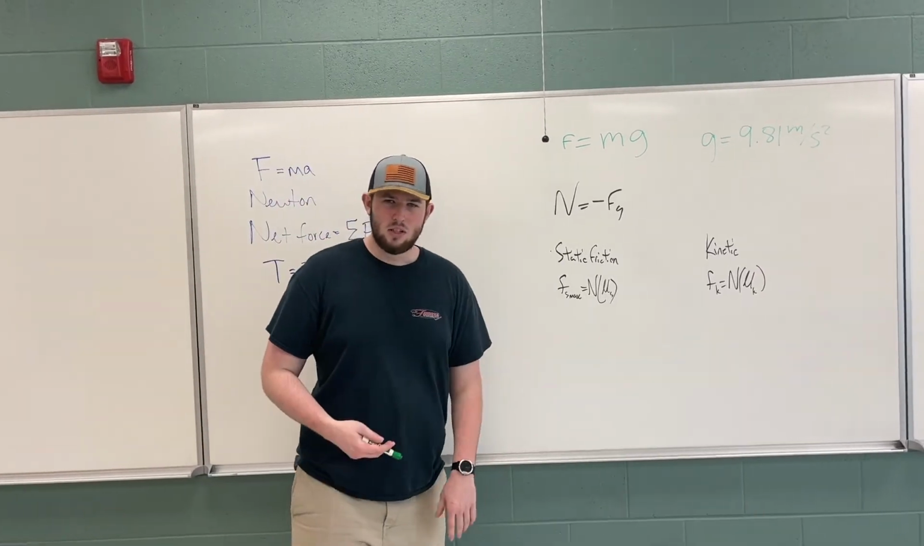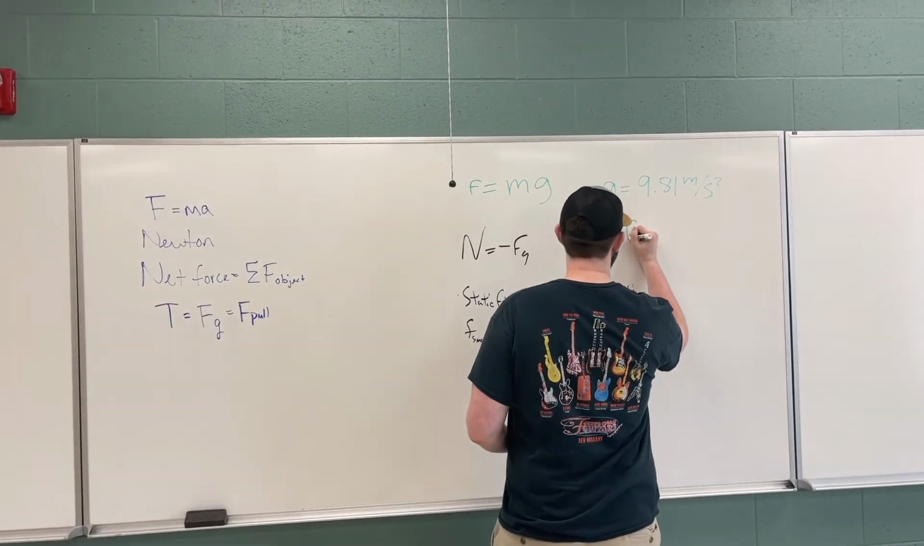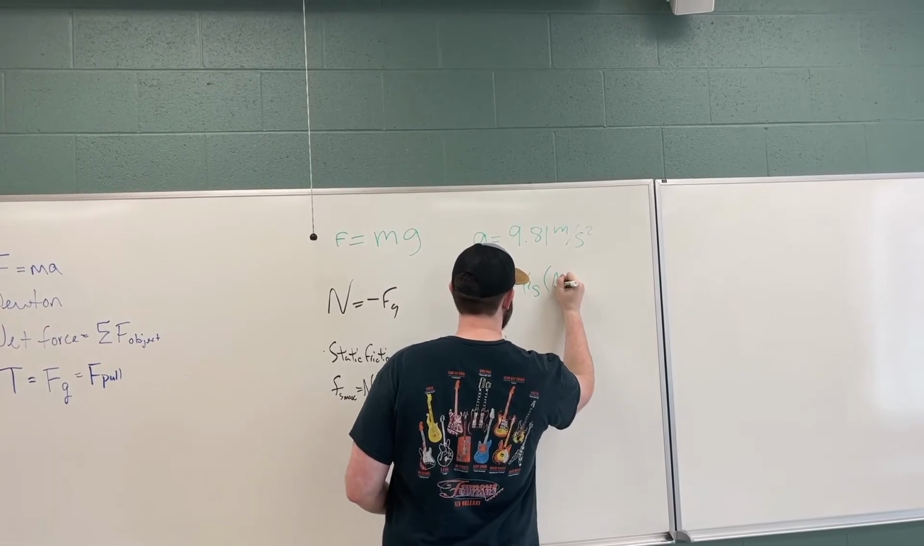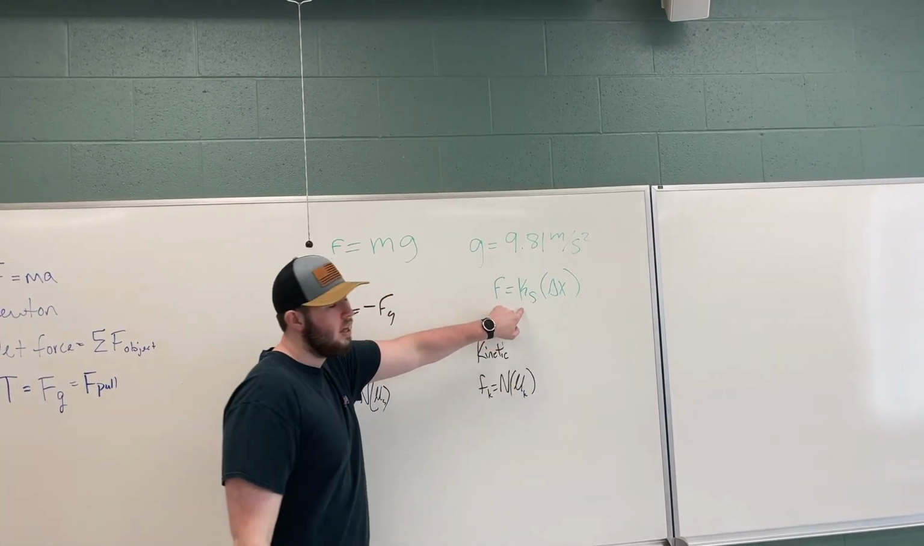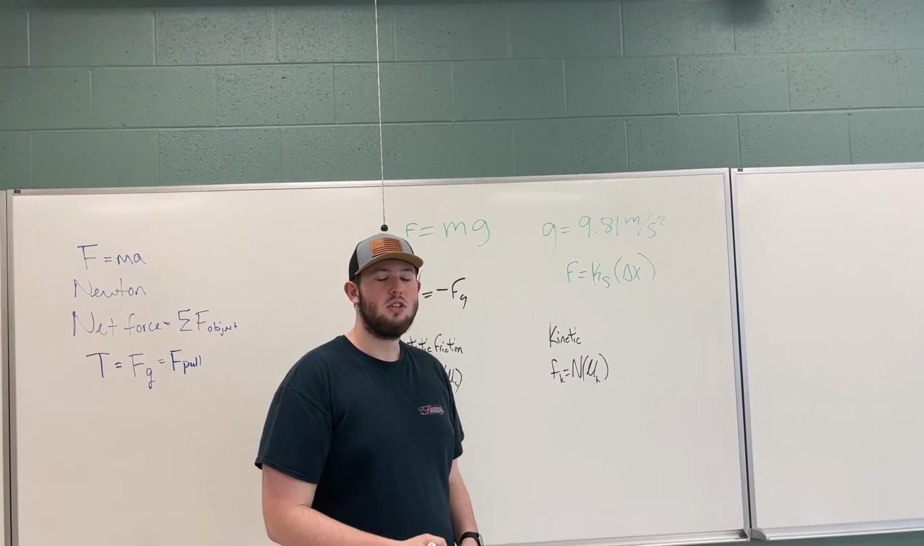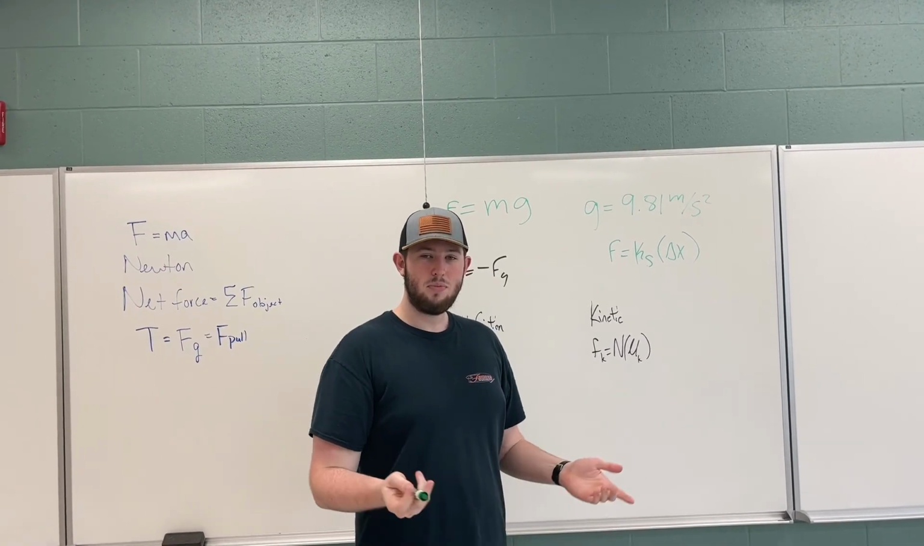The last force that we talked about was a spring. The equation for a spring is F equals K times delta X, where K is the spring constant and delta X is the change in position of the spring, whether it's compressed or stretched out. So yeah, that's forces.